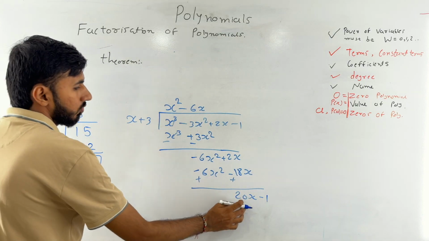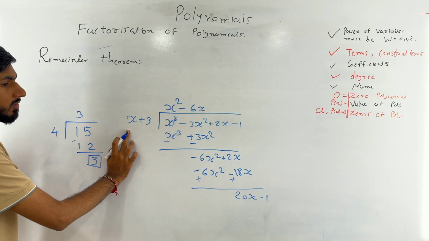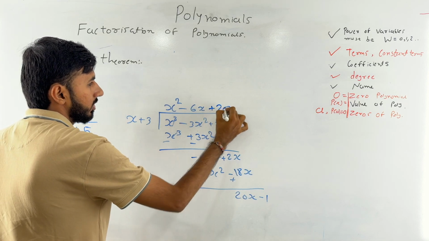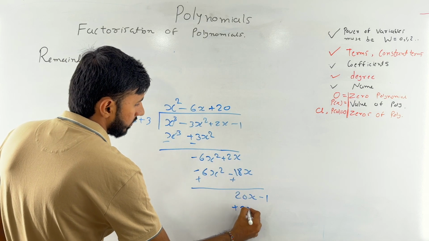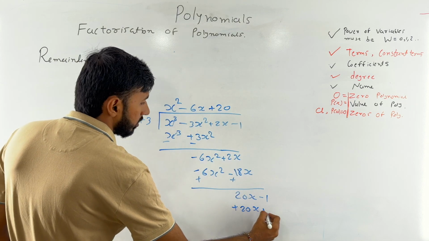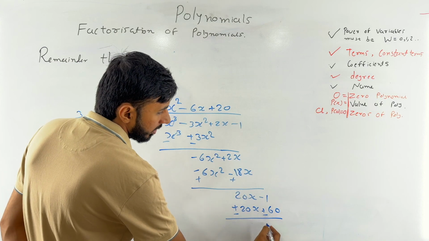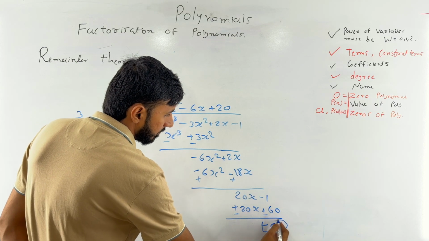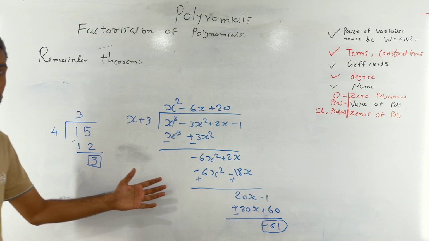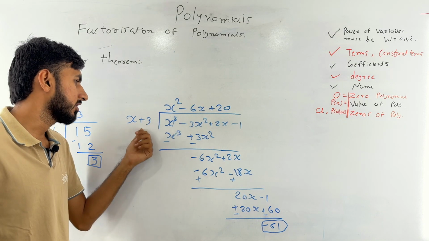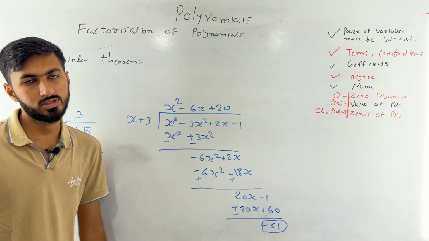Now here I have 20 and here I have only 1. So I have to multiply plus 20. So plus 20x plus 60. So change the sign. My answer will come as minus 61. So here you can see, when I divide this polynomial by this polynomial, my remainder is minus 61, right?